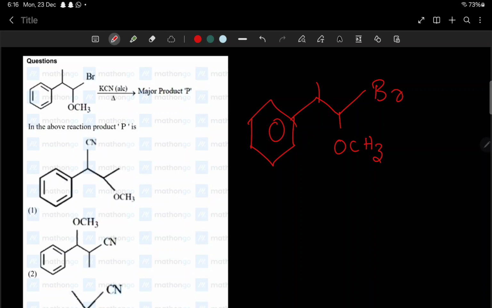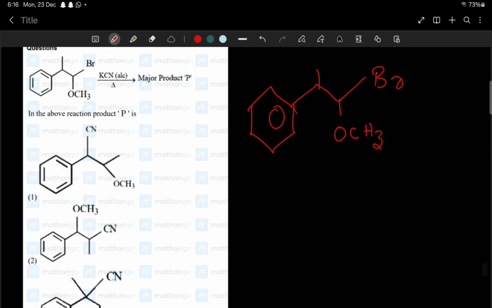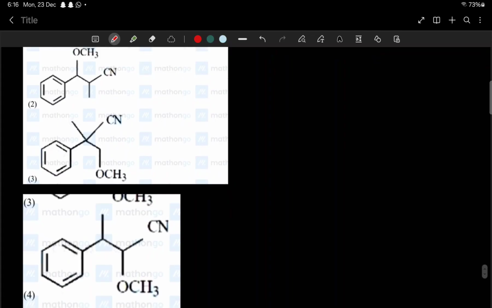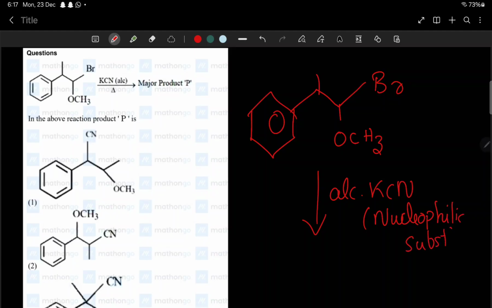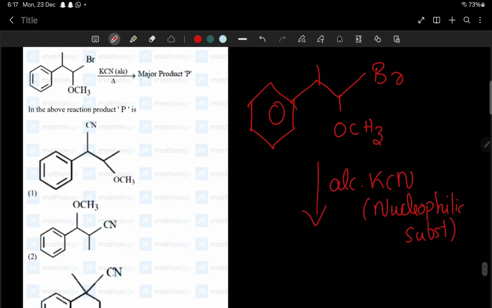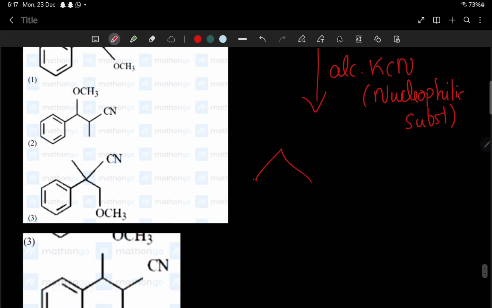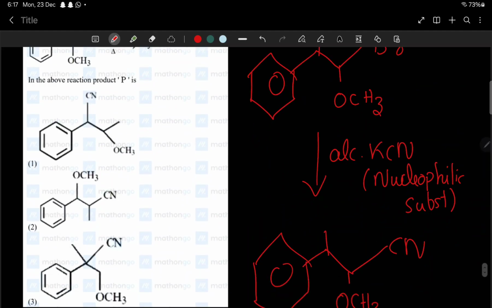We are adding alcoholic KCN. When we add alcoholic KCN, a nucleophilic substitution reaction will happen. It is KCN, not AgCN. If it was AgCN, we will get isocyanide. If it's KCN, we get cyanide. So just replace the Br with cyanide. Simple but humble question. OCH3, just to make it CN. And this thing is there. Okay, so this is the answer.